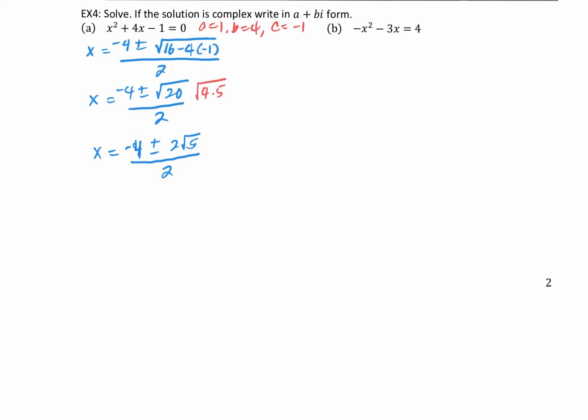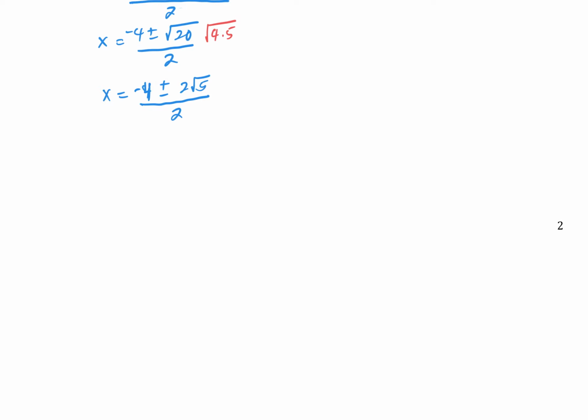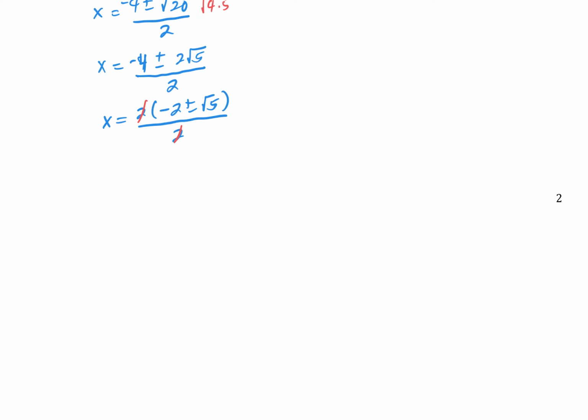Or if you're unsure, go ahead and factor the numerator. You have a 2 in the denominator, so factor out a 2 from the, oops, I don't want a -2, I want a +2. Factor out the 2. You'll have -2 plus or minus the square root of 5 over 2. And hopefully now you can see that the 2 cancels and you're left with -2 plus or minus the square root of 5.